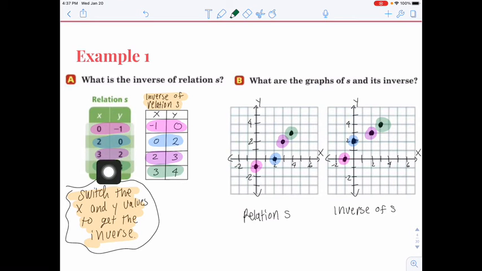In the relation, we have (3, 2), so we go to the right 3, up 2, and the corresponding point in the inverse would be (2, 3), so we would go to the right 2, up 3. Our last point in the relation is (4, 3), so we go to the right 4, up 3, and the corresponding point in the inverse is (3, 4), so we go to the right 3 and up 4.